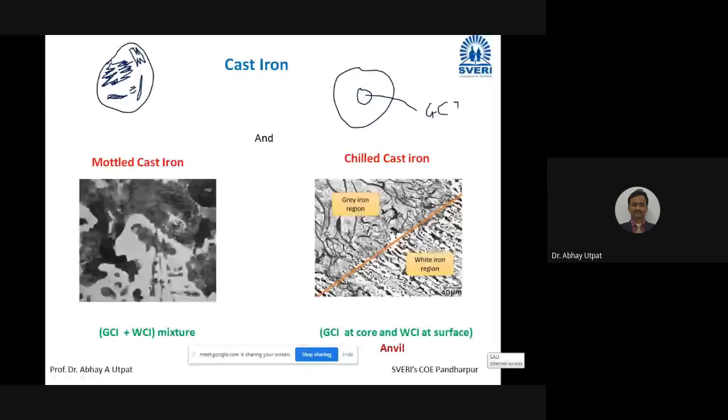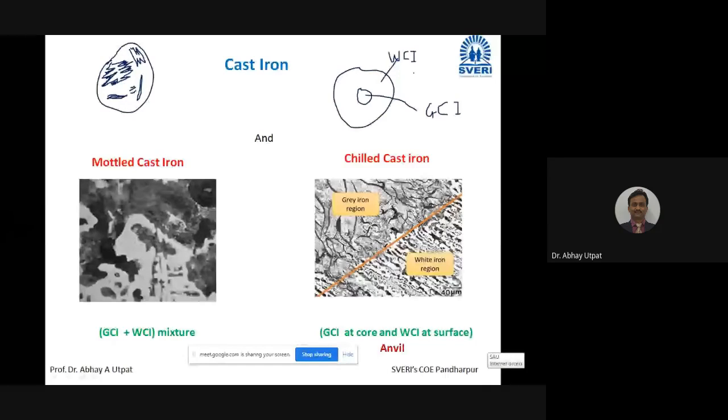I will show the cross section here in this way. So this area will be grey cast iron, and this area is white cast iron. I hope you understand better. I have just shown the cross section, and logically it is correct.